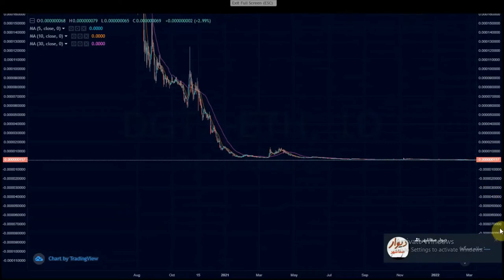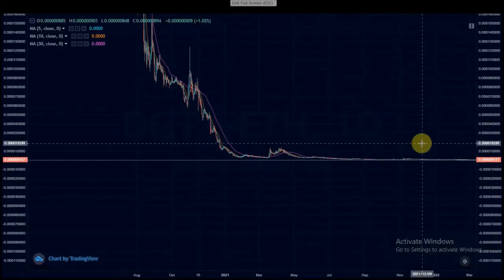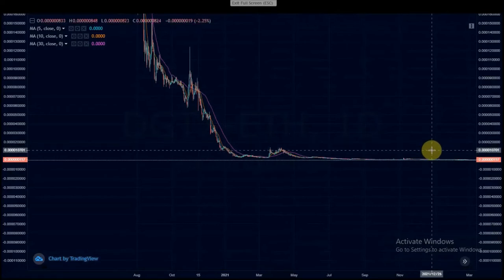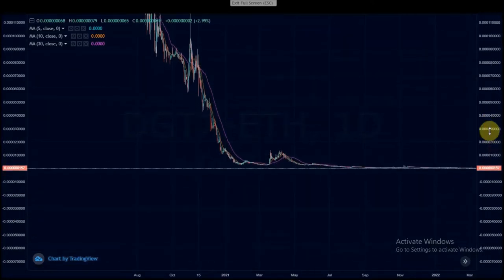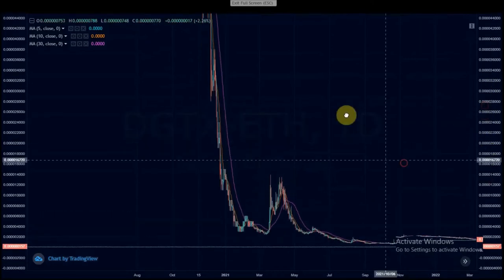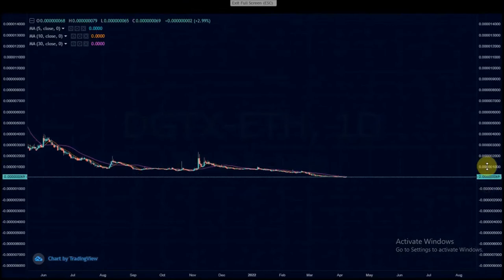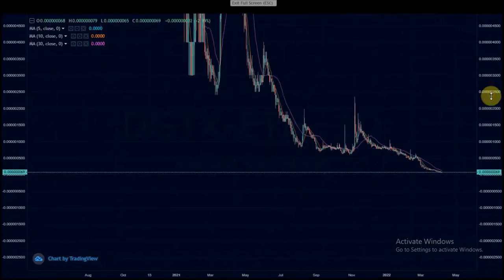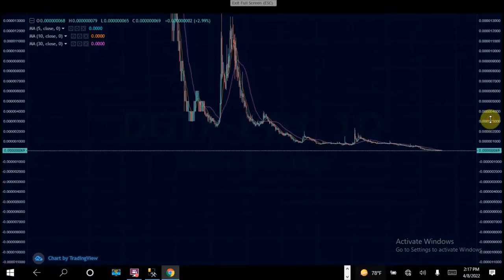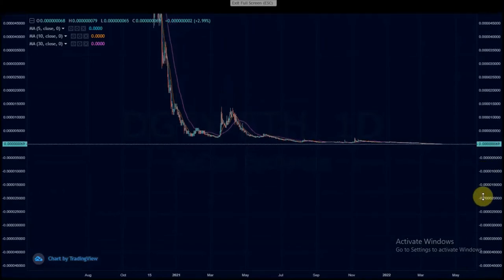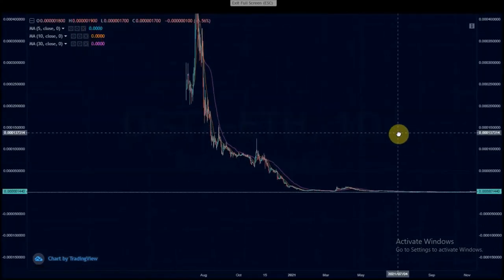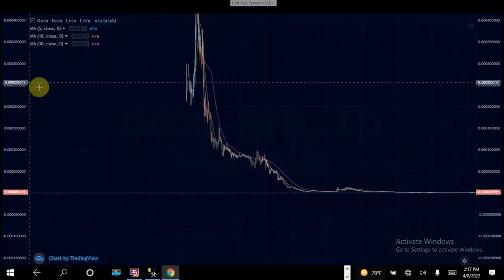I see great for whole dgtx. I enter this price. Today's technical exists best position for input and hold.